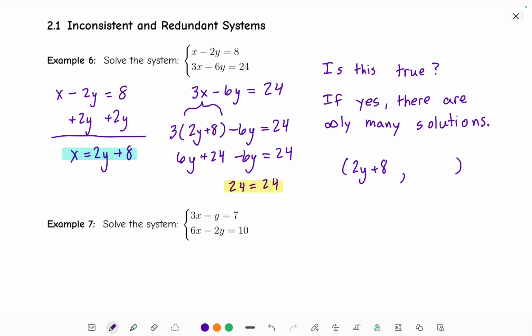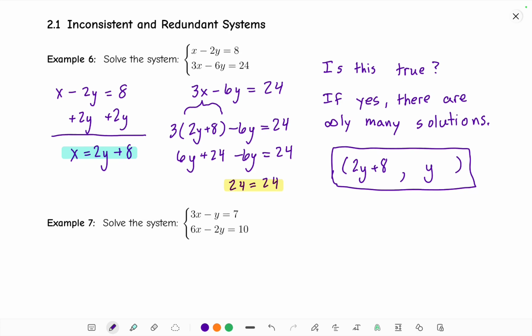And then whichever one you didn't solve for is called a free variable, and it gets to be whatever it wants, so it gets to be y. So this is the general form of all the solutions. To get a solution, you pick a value for y, plug it in over here to get your x value. Pick another value for y, get another x value, and so on and so forth. And that's why there's infinitely many solutions.